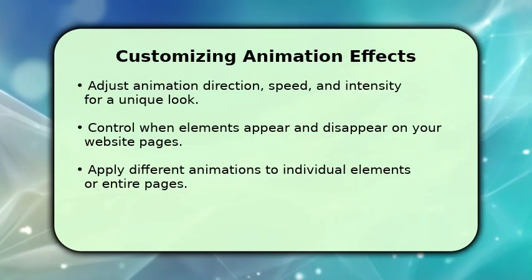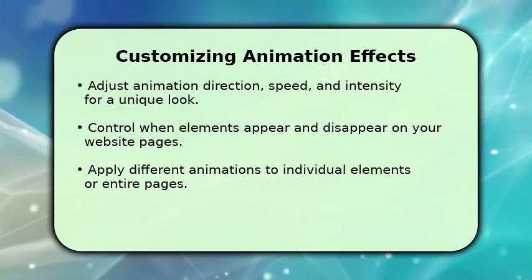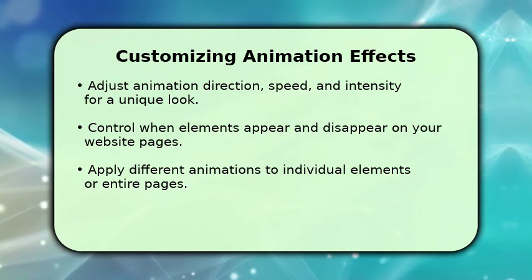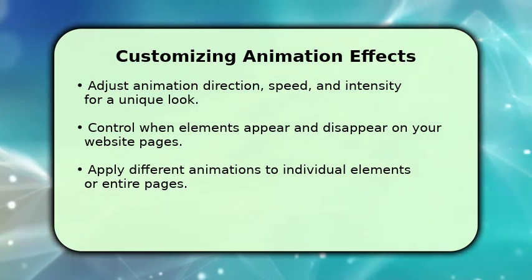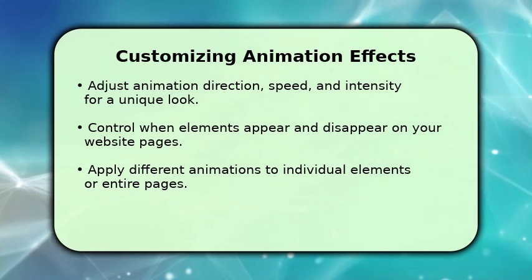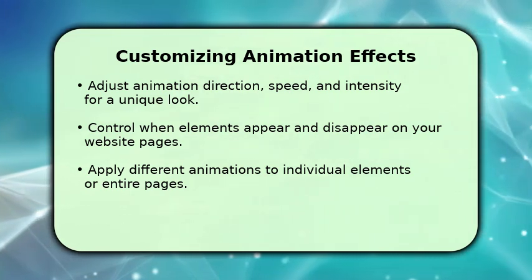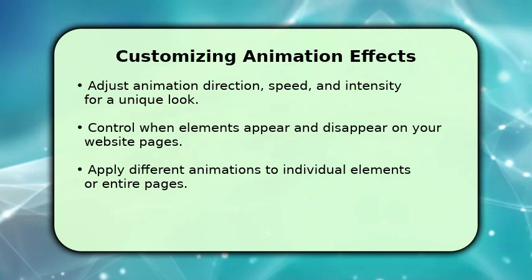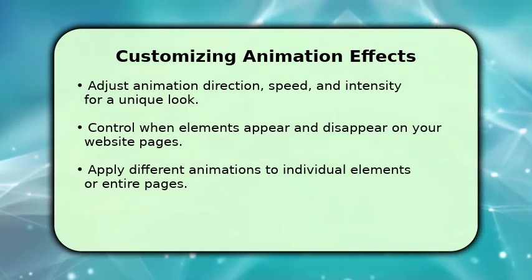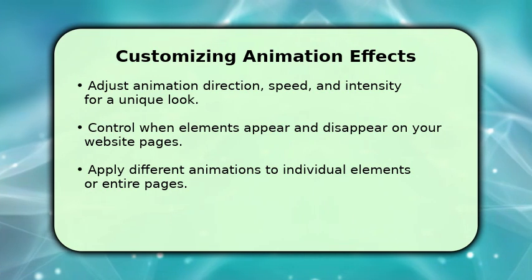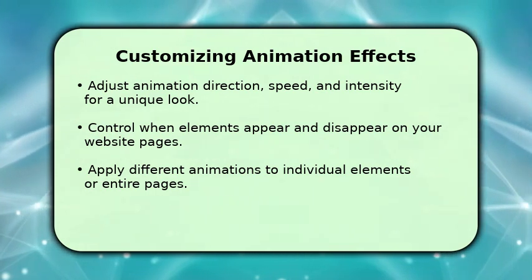Beyond the presets, Canva allows you to customize your animations further. You can often adjust the direction an element enters from or control its speed and intensity. For example, make text slide in from the left quickly or have an image slowly fade into view. These small adjustments make a big difference in your website's interactivity.